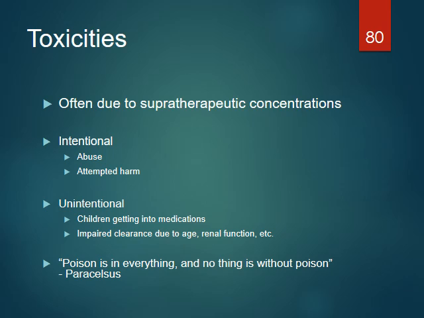There are also some unintentional reasons for this as well. So it could be children getting into medications accidentally, but you can also have impaired clearance over time due to things like age or changes in renal function, which if you're not watching over time can lead to supratherapeutic concentrations. So just remember that anything at high enough concentrations can cause toxicity. So it's important we keep in mind that we are educating patients appropriately and also looking at clearance over time to make sure that we're addressing organ function, so things aren't going without being noticed.